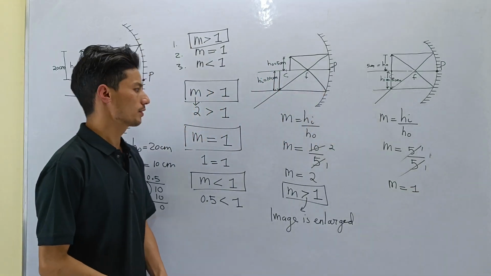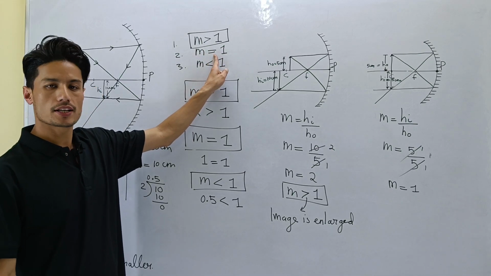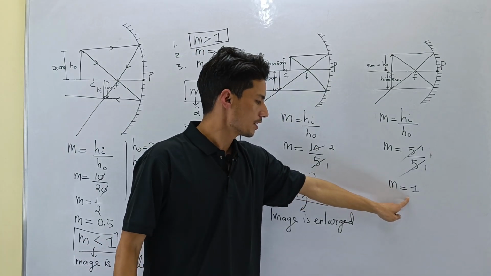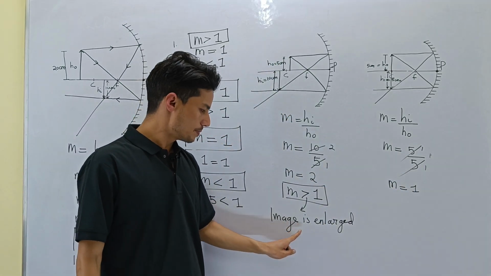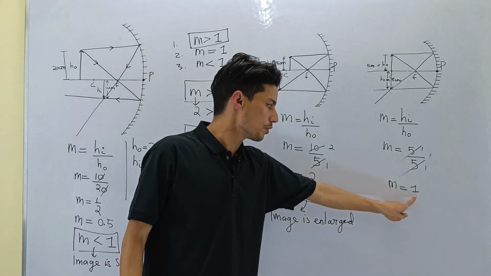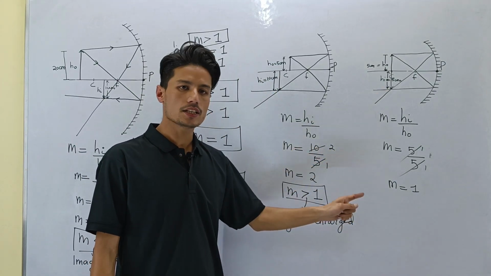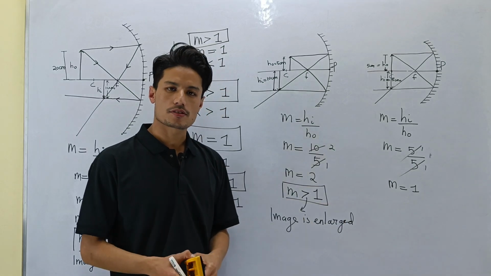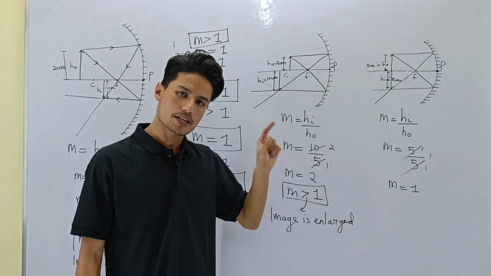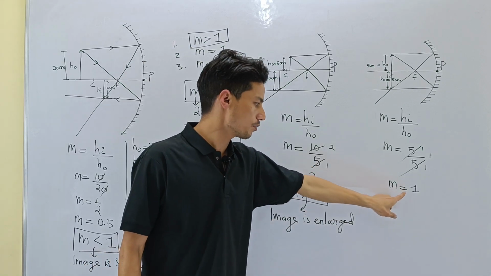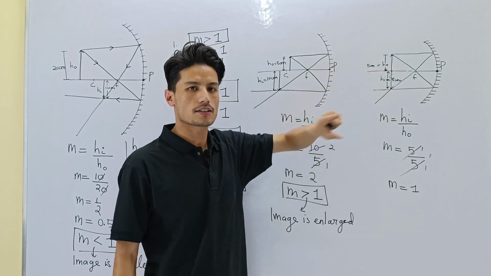M value you're getting as 1. It is one of the cases now. So we are in this category. When we get M equal to 1, let us discuss in terms of image. If you get M to be 1, how is the image? The image is exactly of the same size as the object. Image is 5 centimeter, object is 5 centimeter. Same size or not? So when we get M value to be 1, the image size and the object size are same.